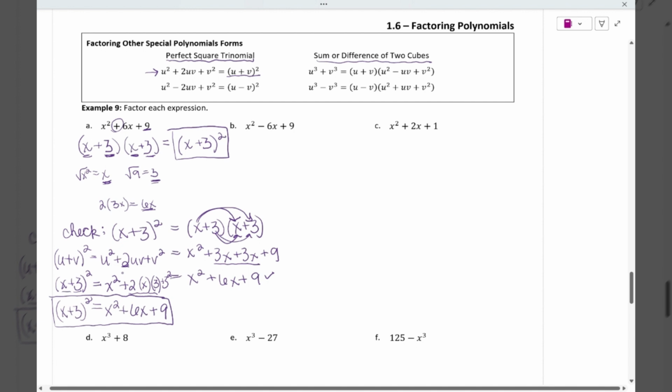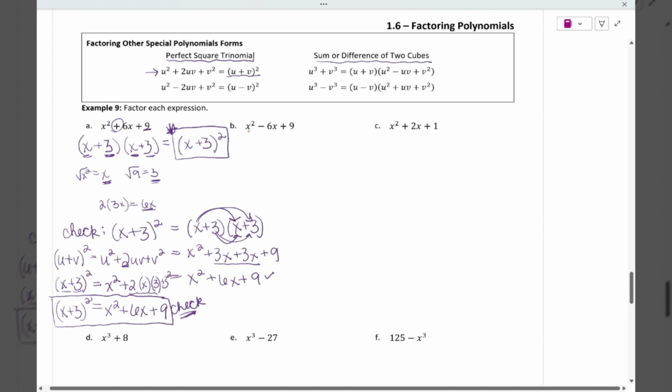Well, this isn't the answer. This is actually just the check. And this is showing that this is the same as the original polynomial that we started off with. But actually our answer is up here, the factorization. So these are all perfect square trinomials. So let's look at the other one.